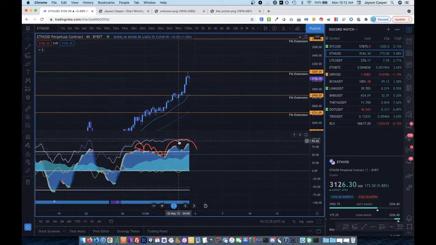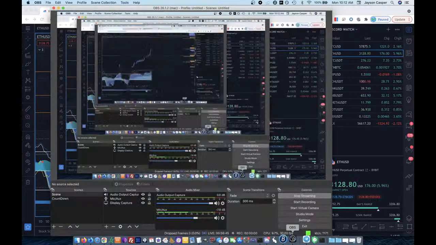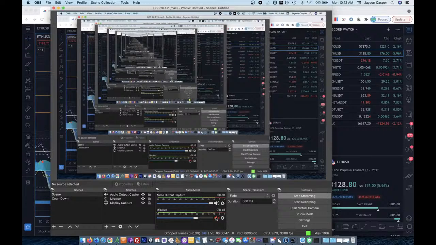Okay, let's talk about the Ethereum Bitcoin pair, because I think that's very relevant for the times we live in. Obviously, Ethereum is outperforming Bitcoin by far.